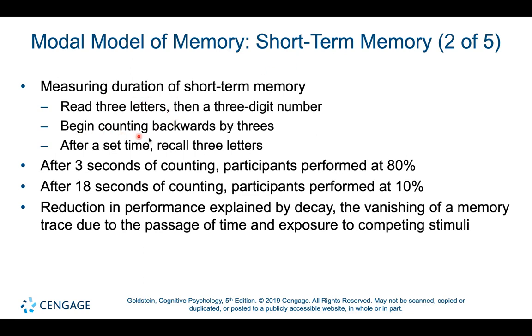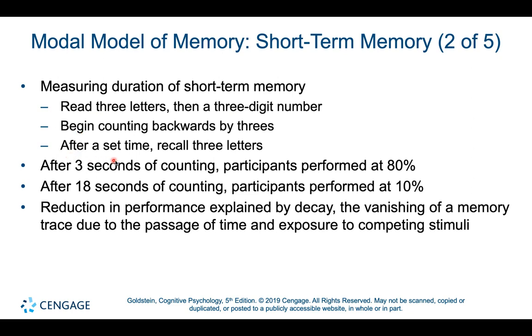The reason that we do this backwards counting, it's actually a distractor task so that the participant can't rehearse the three letters. Because remember, rehearsal is a control process. We're not interested in this experiment in the control process. We're interested in the duration of short-term memory. So by making people engage in this backwards counting task, we're interrupting their control process. And so we're measuring pure short-term memory.